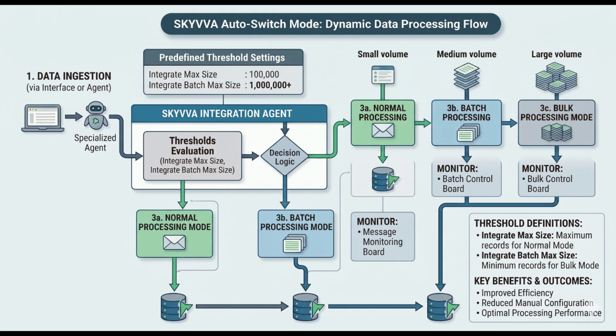Based on this evaluation, the decision logic automatically routes the data to the appropriate processing mode: normal processing for small volumes, batch processing for medium volumes, and bulk processing for large datasets. Each processing path is monitored through dedicated tools such as the message monitoring board, batch control board, and bulk control board. This approach ensures optimal performance, reduces manual configuration, and enables scalable and efficient data integration across different data volumes.